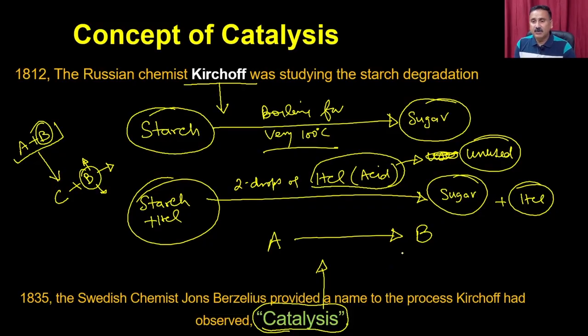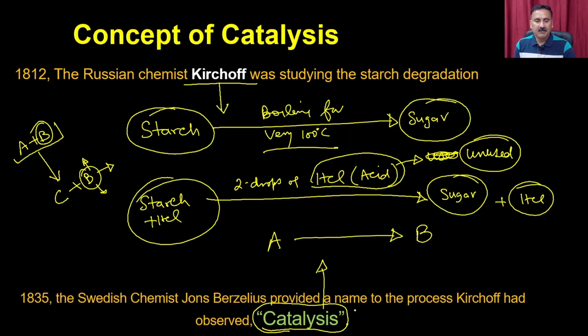because earlier when he was boiling the starch at a very, very high temperature, he could not achieve much success, because the reaction was still happening, but the amount of sugar he was getting from this process was very, very low. So that started a new branch of science which says that you can enhance the reaction without consuming a molecule, and that process is called catalysis by the Swedish chemist Berzelius.